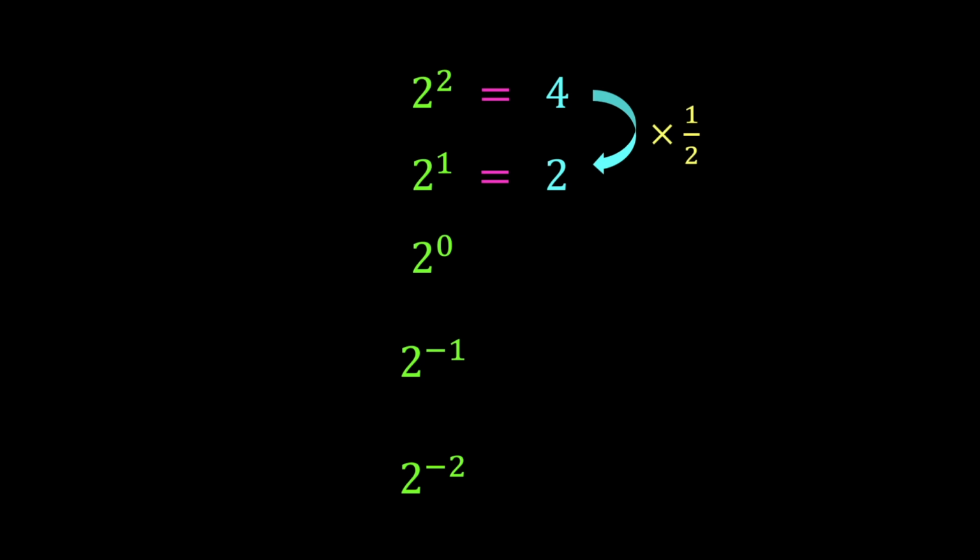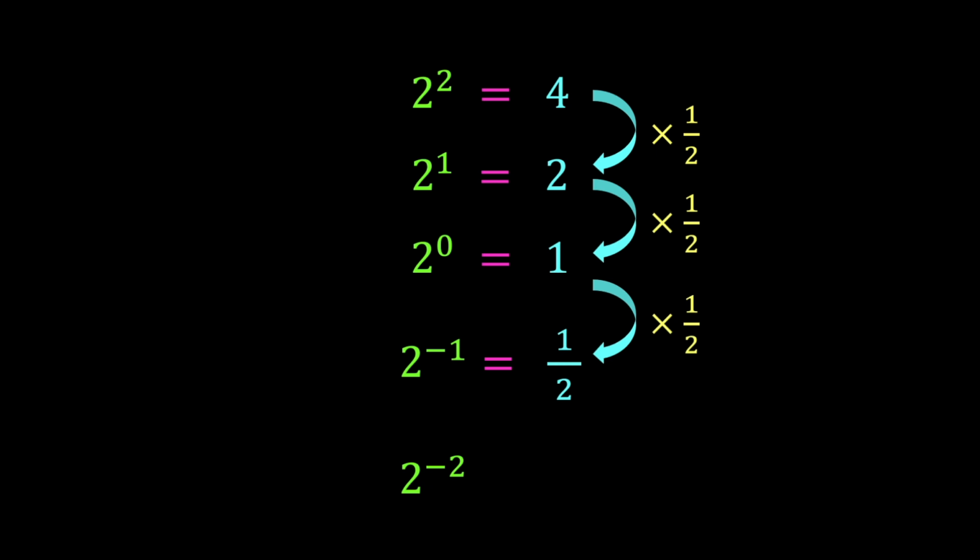Using that pattern, we can find the value of 2 to the power of 0. Half of 2 is 1. Therefore, 2 to the power of 0 is 1. What about 2 to the power of negative 1? If you find half of 1, you get 1 half. Do it one more time to find 2 to the power of negative 2. It would be 1 half times 1 half, which is 1 half squared.